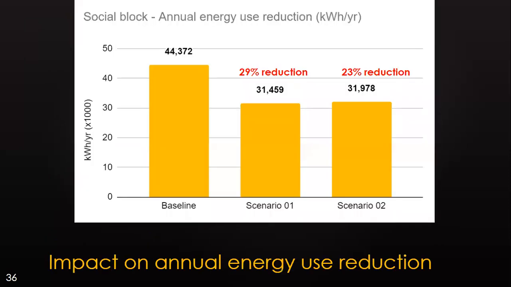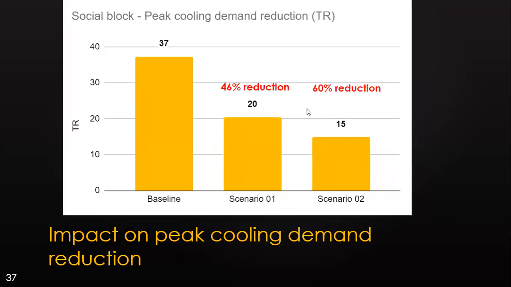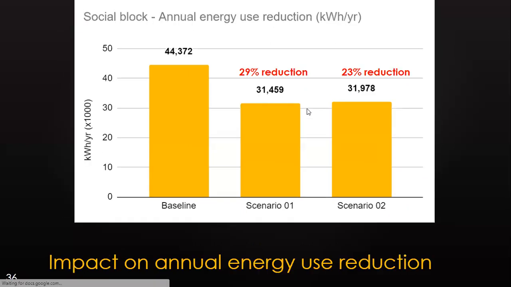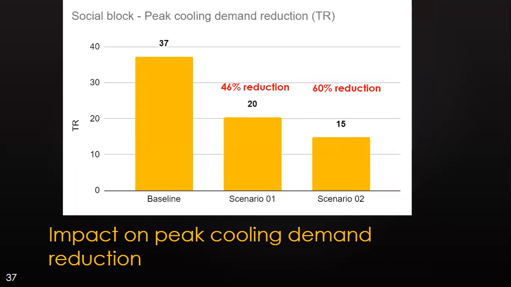Right. And then here is the impact on annual energy use reduction. This is only for that social block. So, scenario 2 is where you consider elevated air speeds. And so we had like about 29% reductions. And then load reduction was a lot more. So here you may not always see the impact on energy as much, but here the impact on load was much bigger than that of the energy.